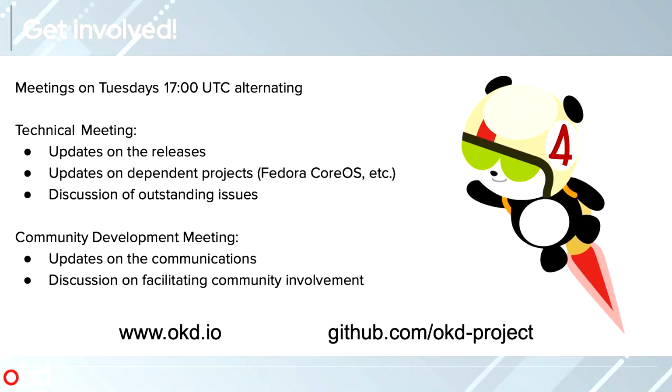And our meetings are on Tuesdays at 1700 hours UTC, and these alternate. We've got the technical meetings, which are updates on releases, updates from the dependent projects. We have folks from the FCOS community showing up to talk about what's happening there, et cetera. And we have discussion of outstanding technical issues.